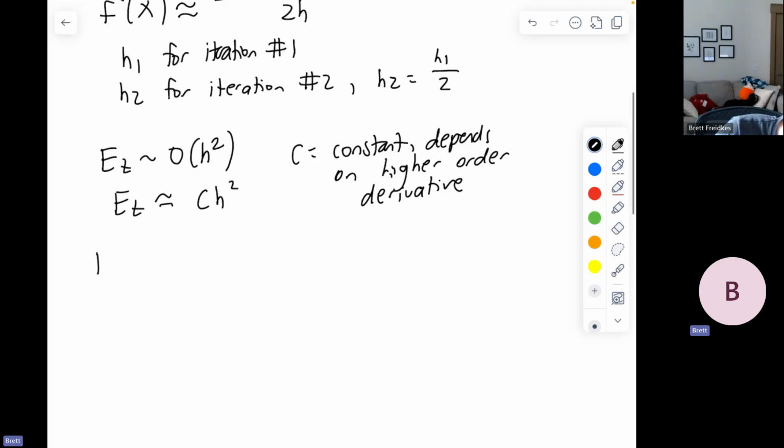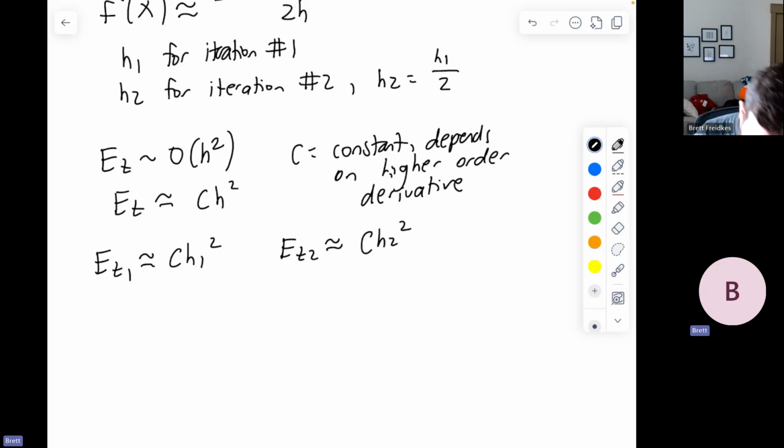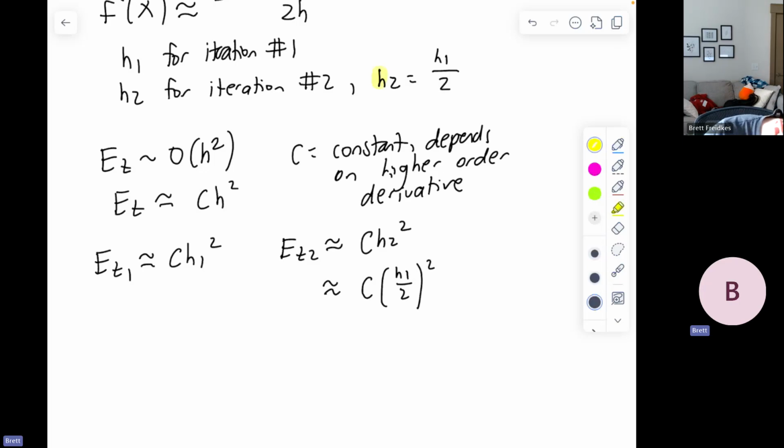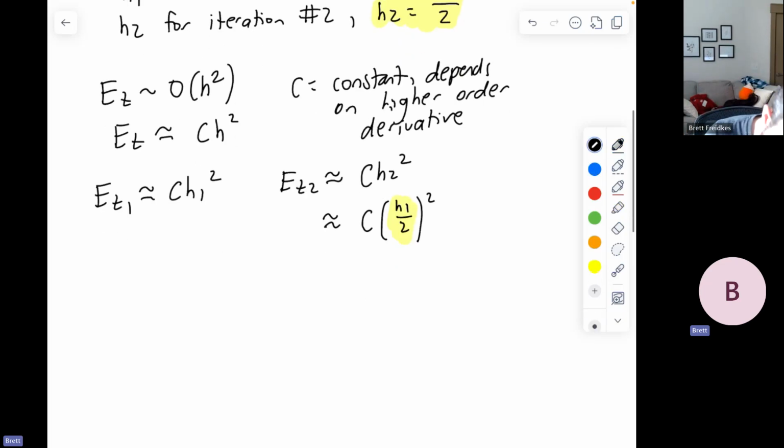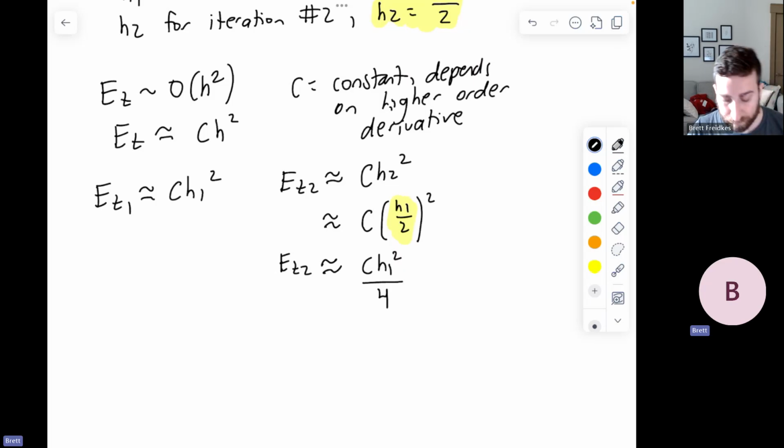And what I'll do is I will create a true error for my first h, and then I will do a true error for my second h. But I know that my second h is the same as h1 over 2 squared. That's based on this fact up here. So if I were to write this out, I would see that my true error would be C h1 squared over 4.